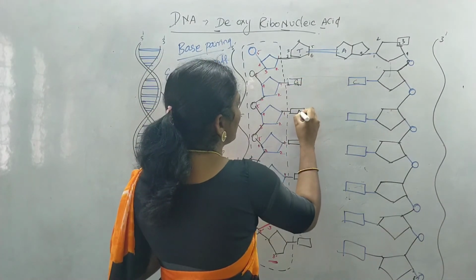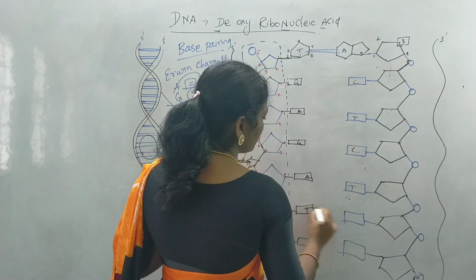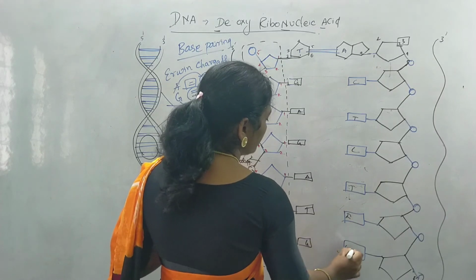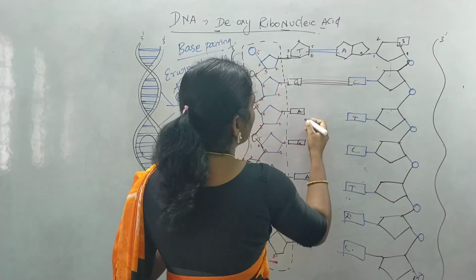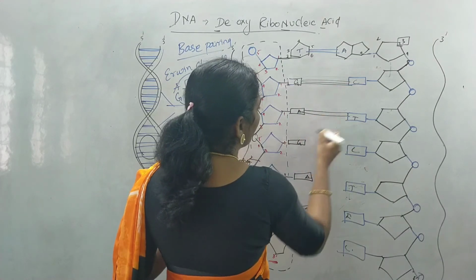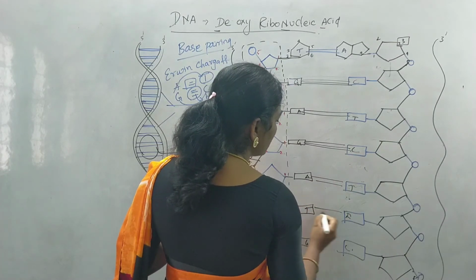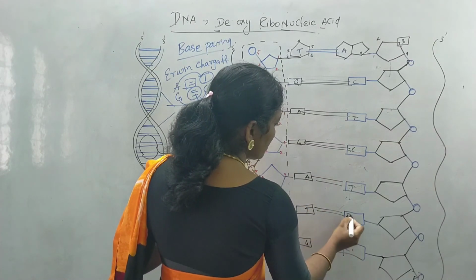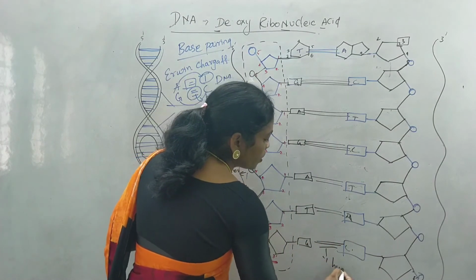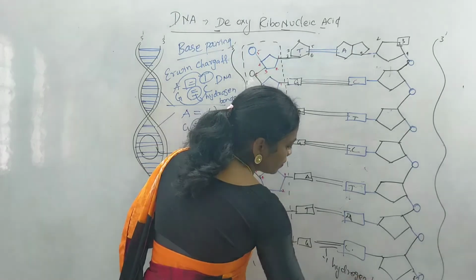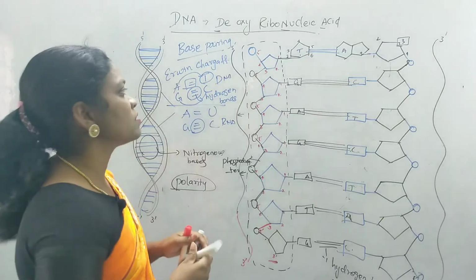Guanine pairs with cytosine, again adenine, thymine, guanine, cytosine, adenine, thymine, guanine, cytosine. So between guanine and cytosine, you can find triple hydrogen bonds. Between A and T, you can find double hydrogen bonds. So here again 3, here it is 2, here it is 2 again, it is A, and here again it is 3. So these are hydrogen bonds. This gives the stability to the double stranded structure.